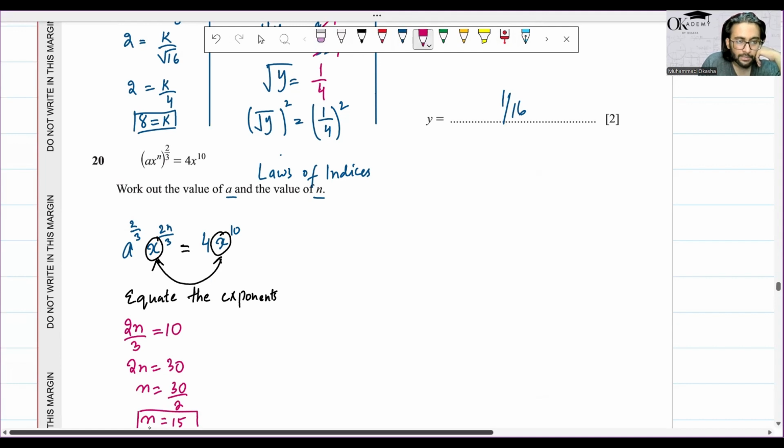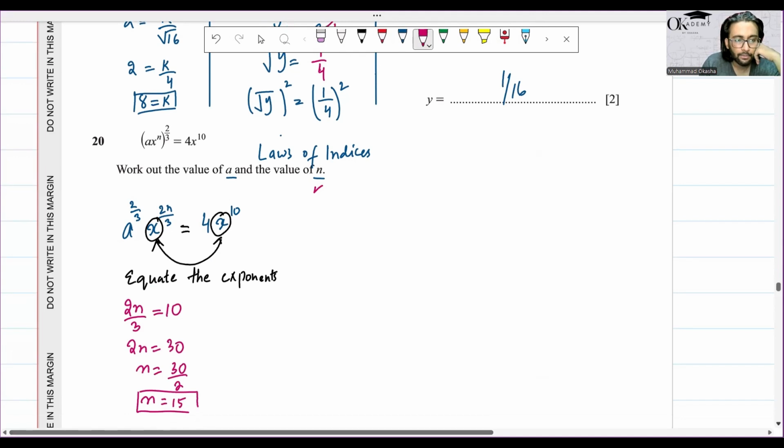Okay. Now we are supposed to work out the value of a and the value of n. We worked out the value of n. Let's real quick work out the value of a. Okay, so we're done equating this bit. Let's talk about the next one.